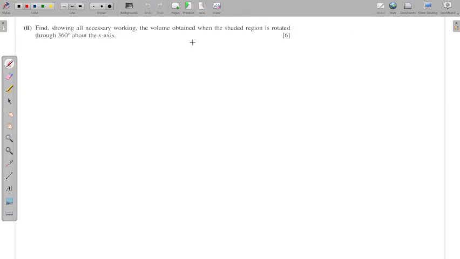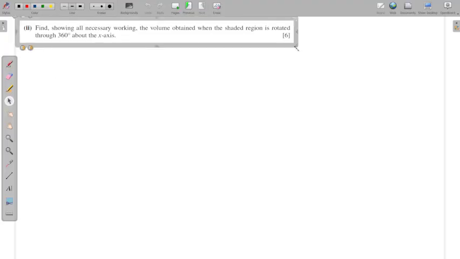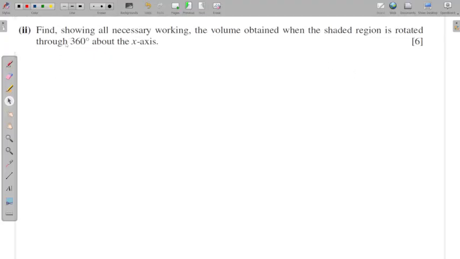Now let's move on to the last part of this question. We have to show all the necessary working to find the volume obtained when the shaded region is rotated through 360 degrees about the x-axis. When we have to find the volume of a shaded region about the x-axis, the formula is pi integral between the x limits, x2 and x1, of y square dx. Okay, this is the formula.